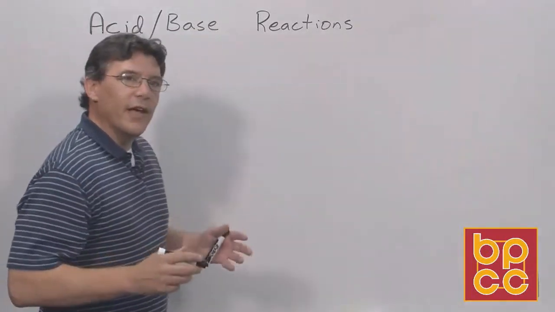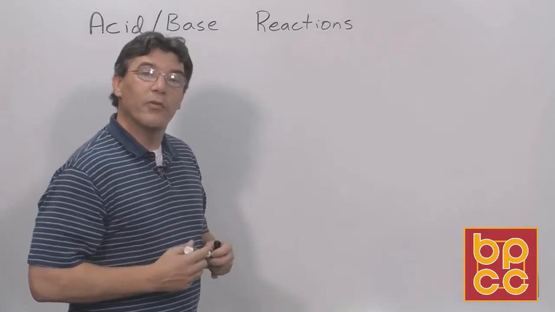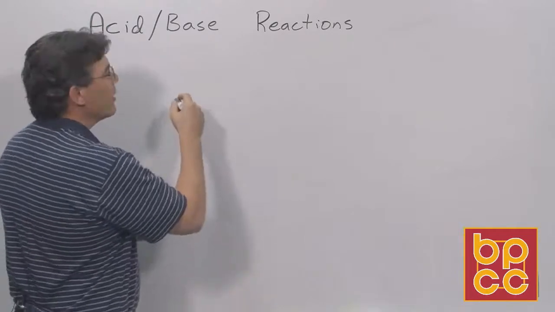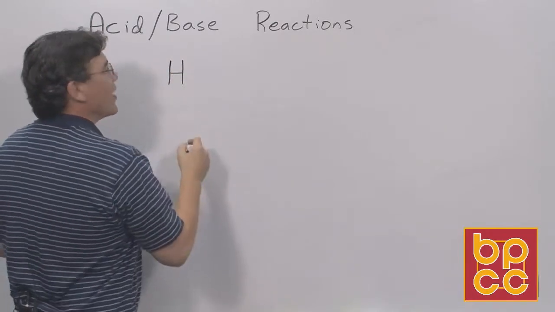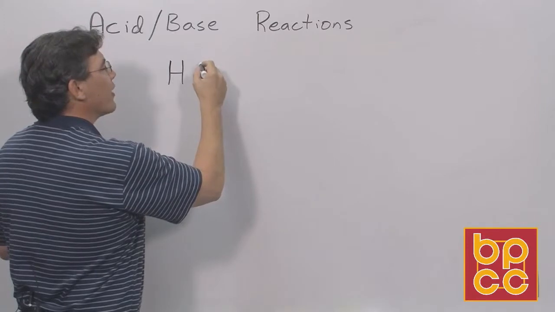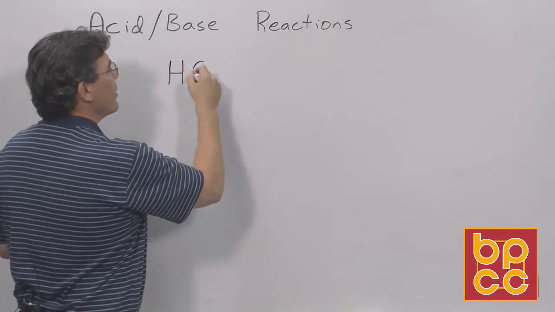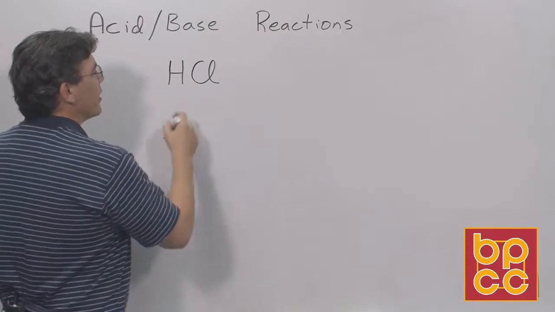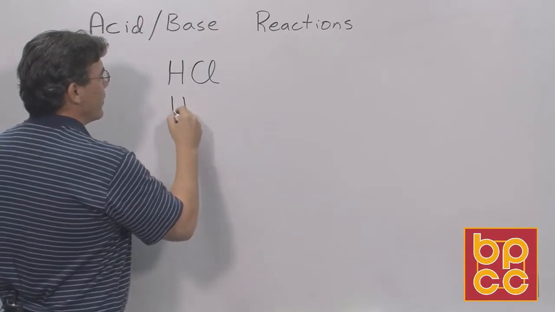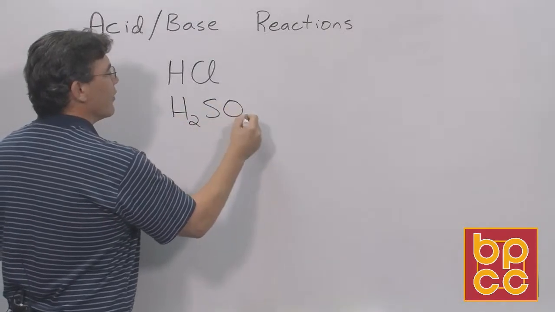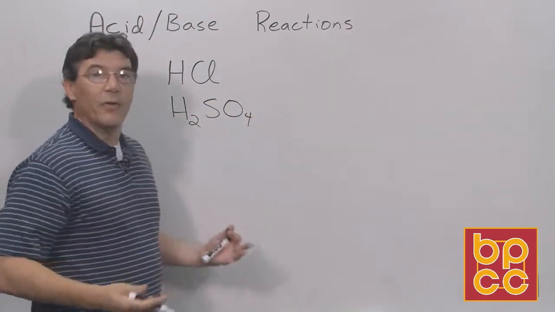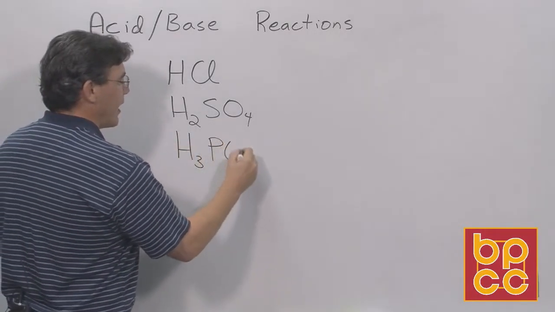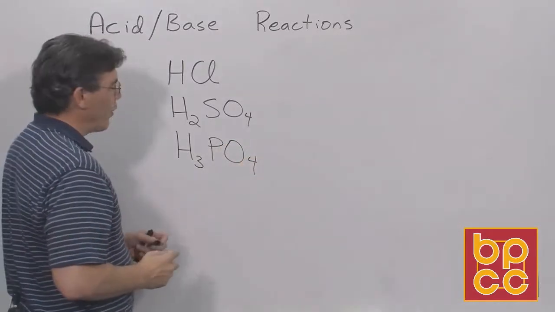So, to identify an acid-base reaction, the first thing you want to do is make sure that you have an acid. And acids are identified as starting with the hydrogen atom, or in this case, the ion. So here are some very common acids. This is hydrochloric acid, beginning with the hydrogen with a chloride ion. This acid here is sulfuric acid, also known as battery acid. Another very useful and common acid is this one here, phosphoric acid.